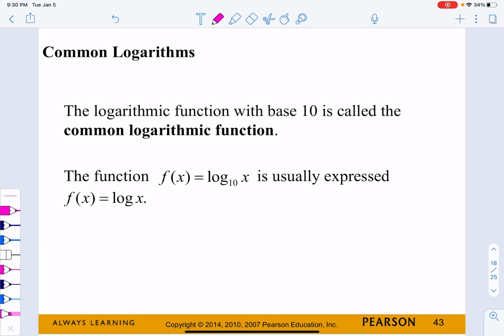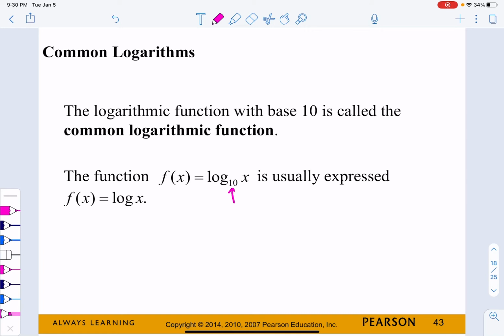So it tells us that the function f of x is equal to log with that base 10 of x is usually expressed as f of x is equal to log x. So you do not need to write in that 10 here. That is what is going to be your common logarithmic function.